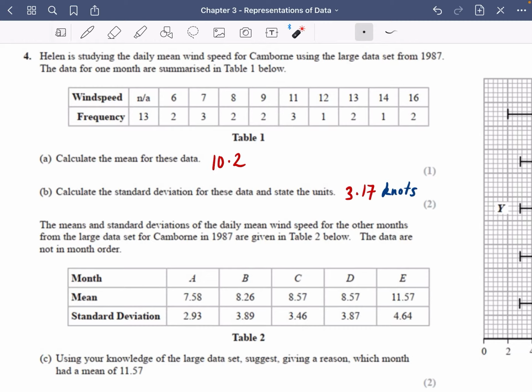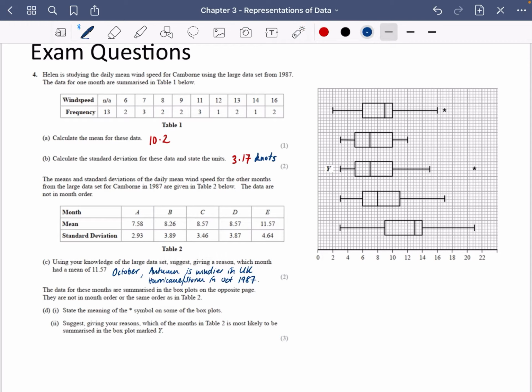The data for these months, as in A, B, C, D, and E, are summarized in the box plots on the opposite page, or up here. They are not in month order or in the same order as in table 2, so everything's been jumbled up. And it wants us to state the meaning of the star symbol on some of the box plots. So we can see there's a star symbol here and here. Well, we know what that means. That means that they are outliers. So we'd get a mark for saying outliers.